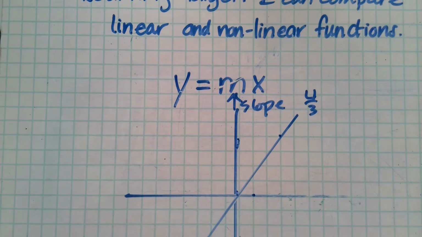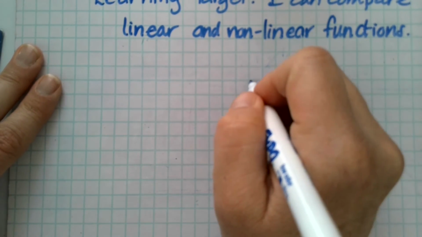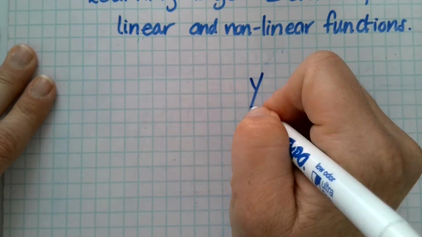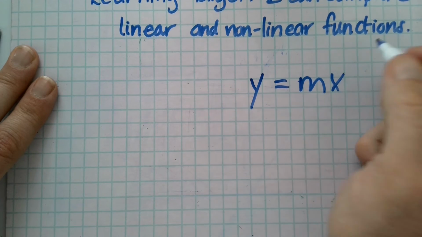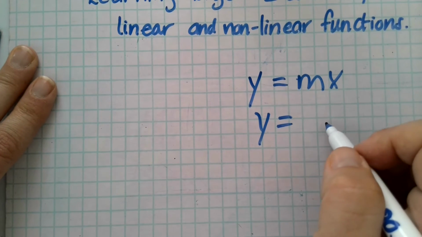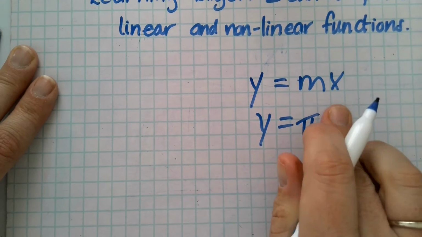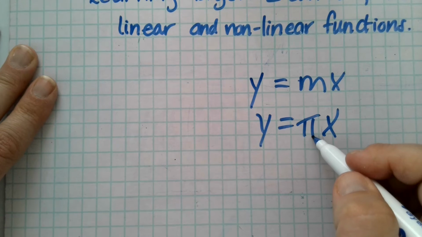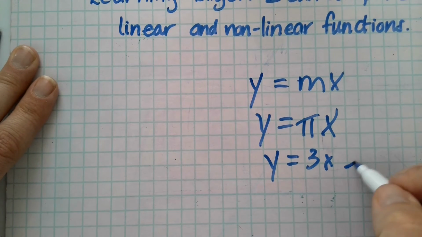All right, so when you are looking at an equation and trying to decide whether it represents a linear function, linear is going to be in this form, y equals mx. So it could be something like this, y equals pi times x, right? Because pi is just a constant, it's 3.14. So it's about like saying y equals 3x. That would be linear.